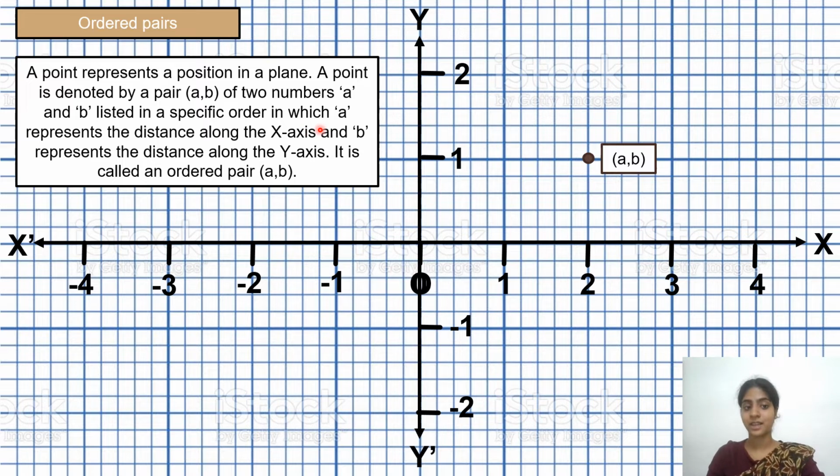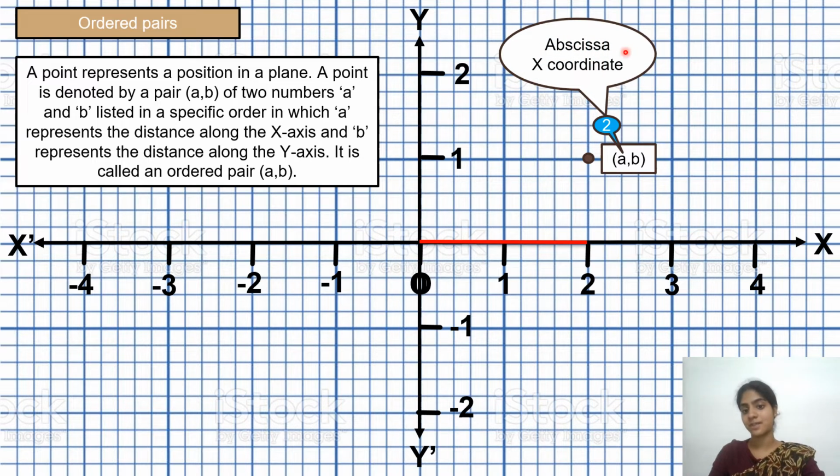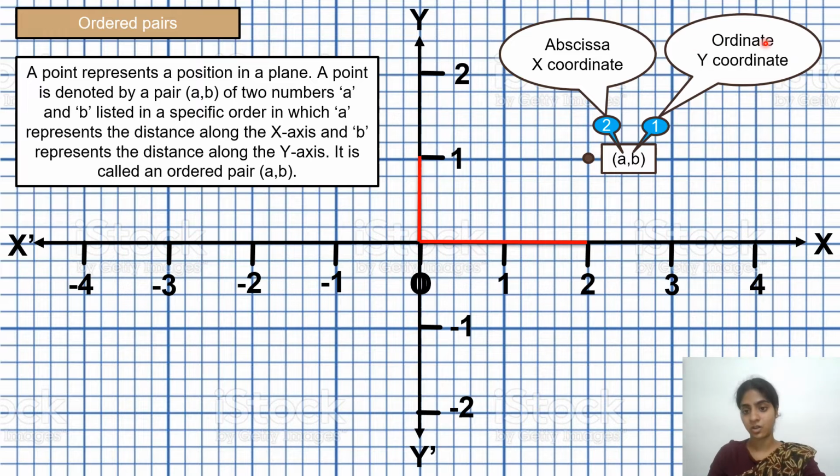And then here a represents the distance along the x-axis. Distance along the x-axis will be 0 to 2. So a will be 2. And this 2 is basically the abscissa or x coordinate. Next, after a represents the distance along the x-axis, b represents the distance along the y-axis. So along the y-axis, 0 to 1 will be b. And this 1 is basically the ordinate or y coordinate. Now we get that a is 2, b is 1. So this point has the ordered pair (2, 1).